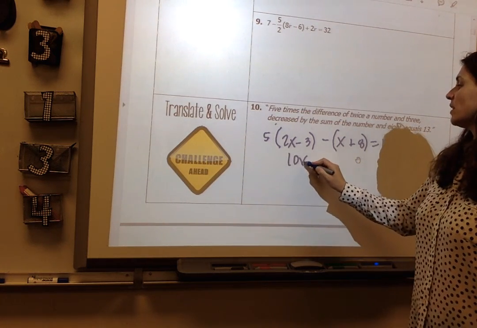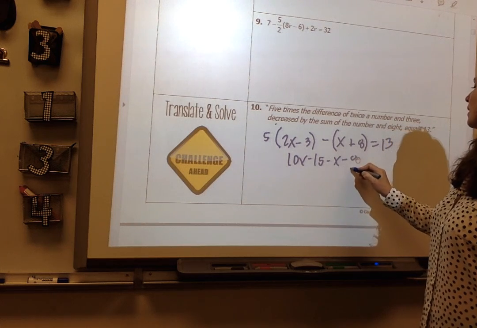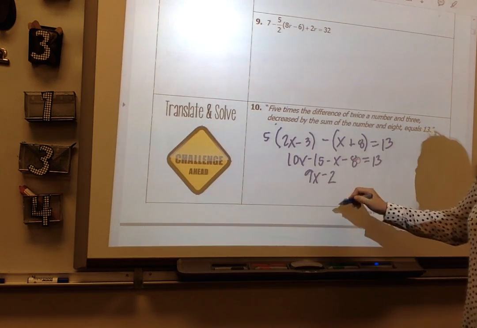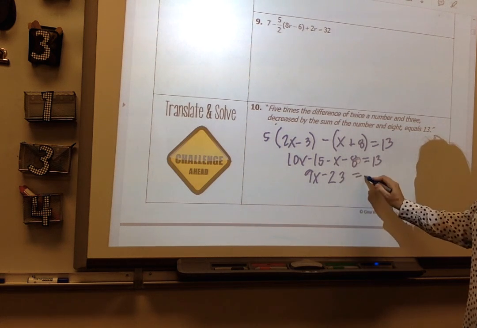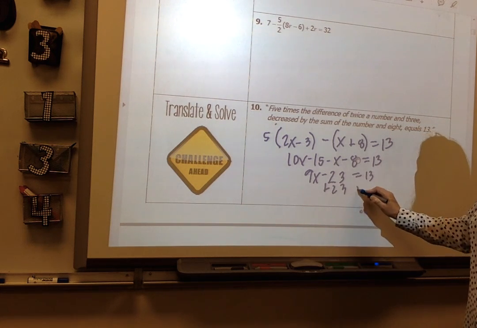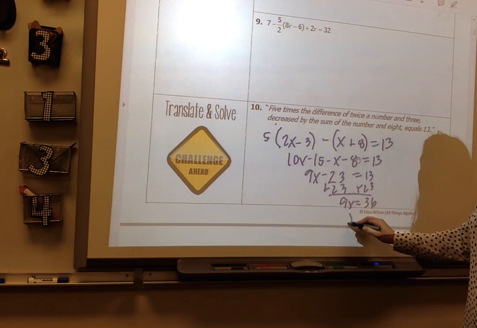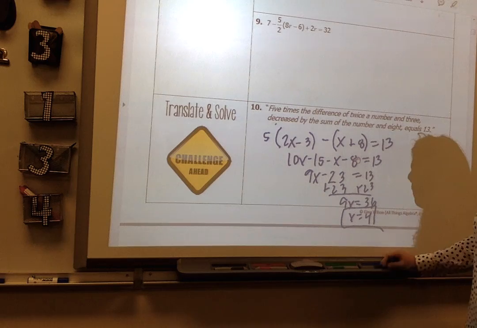So when you solve it, you get 10x minus 15 minus x minus 8 equals 13. 9x minus 23 equals 13. Add 23 to both sides. And I get 9x equals 36, and then x equals 4. So you should be getting an answer of 4 there.